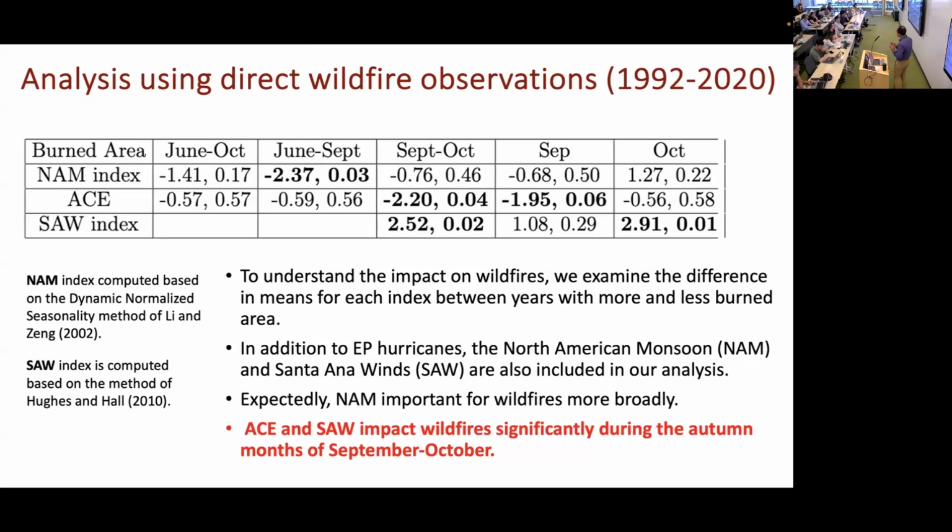And again, you can divide the September and October into the 2 months. And when you separate them, what you'll see is the hurricanes become more important during the month of September, and the Santa Ana winds become more important during the month of October. And this agrees really well. If you remember from the earlier slide, we saw that the recurring hurricanes peak during the month of September. So this agrees really well with the climatology.